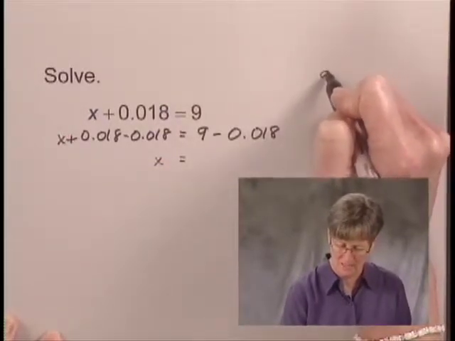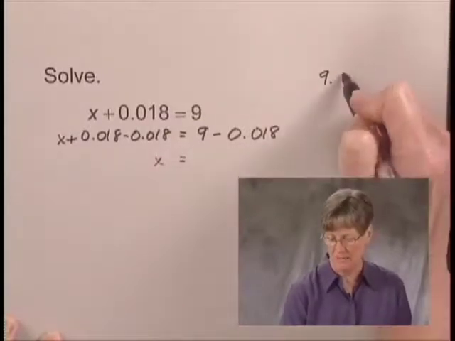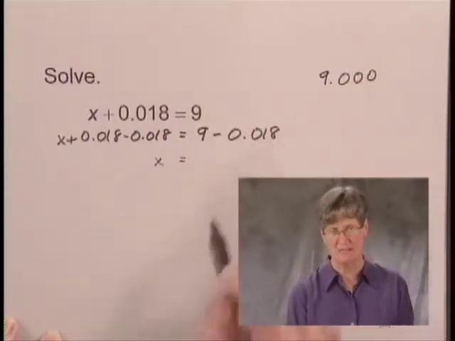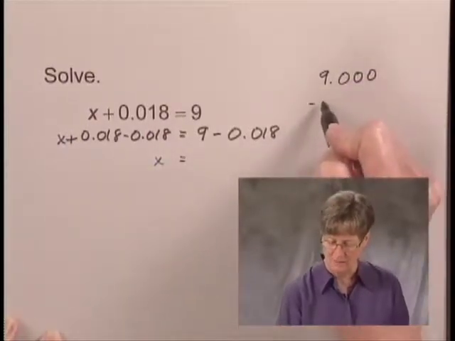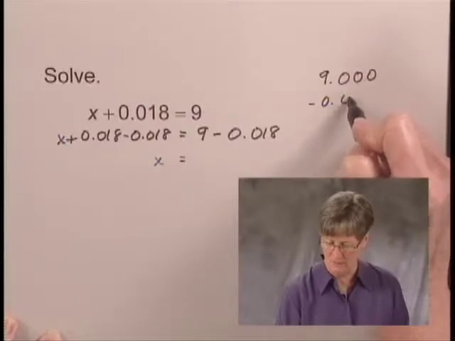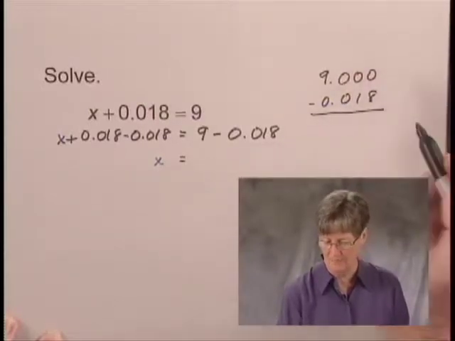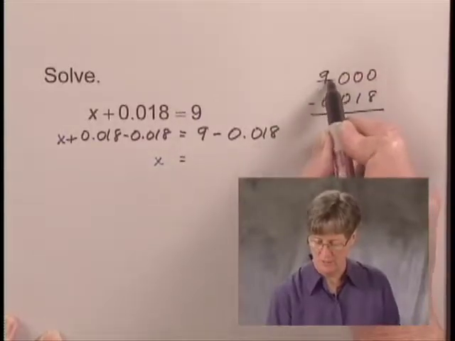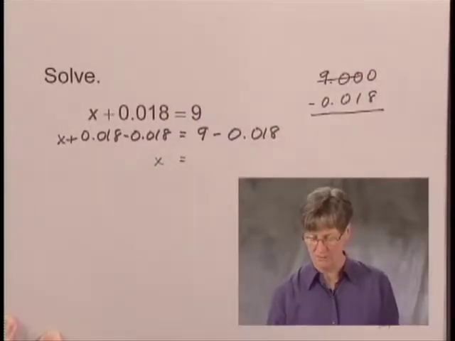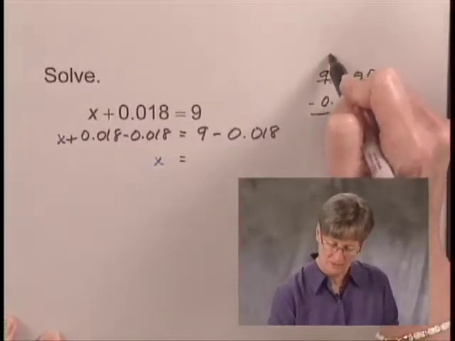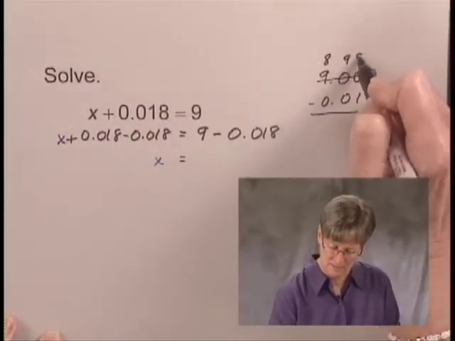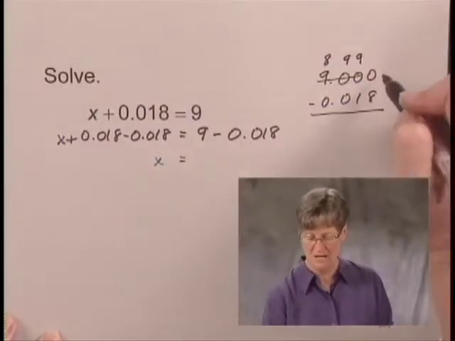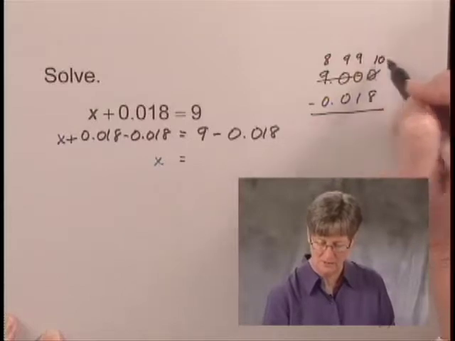I'm going to write 9, and I'm going to write a decimal point and 3 zeros following the decimal point because there are 3 decimal places in the number I'm subtracting. So then I'll have 9 minus 0.018. I can't subtract 8 from 0, so I'm going to have to borrow, and I have to go over to the left-hand side to borrow. I'm going to rewrite this as 8 and 99 hundredths, and that leaves me 1/100th left over, which is 10 thousandths. So I can write the 10 here.